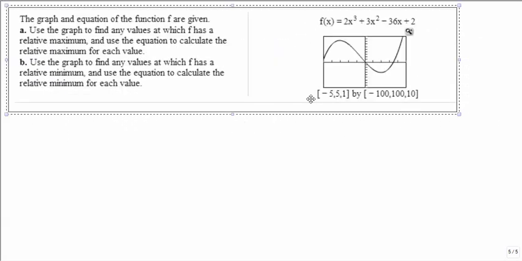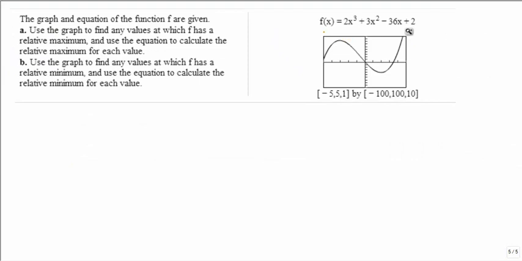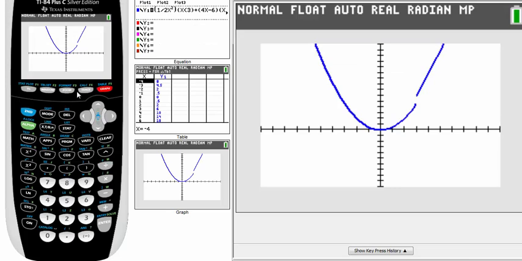Okay, so let's go ahead and first of all get the correct graph in here. So here, it wants us to graph this on our calculators first, and it gives us a specific viewing window. So it says graph f of x equals 2x cubed plus 3x squared minus 36x plus 2, and this is the viewing window that they're wanting us to look at. So let's go ahead and do that first.